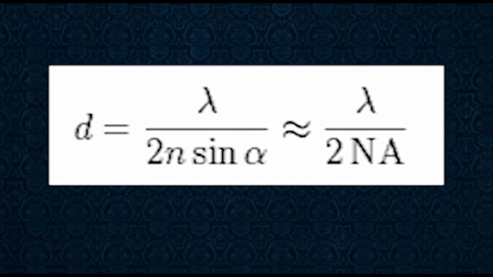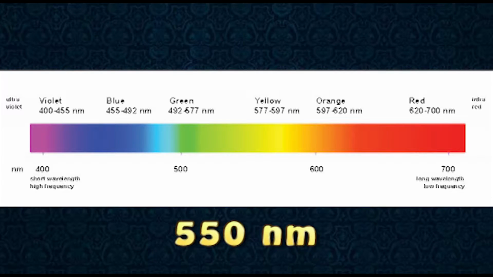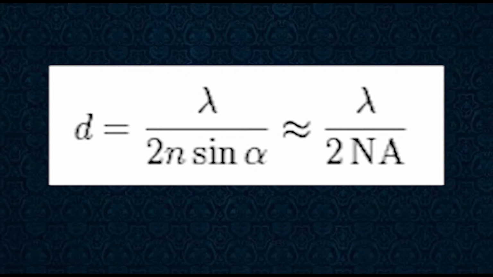The variable d is the maximum resolution, lambda is the wavelength of the photons used to examine the specimen, NA is the numerical aperture of the system, and n is the index of refraction of the medium in which the lens operates. The spectrum of visible light ranges from wavelengths of roughly 400 to 700 nanometers. In calculating the resolution, we will assume the wavelength used is 550 nanometers. By plugging this into the resolution equation, the highest value of d one can feasibly achieve is around 200 nanometers.